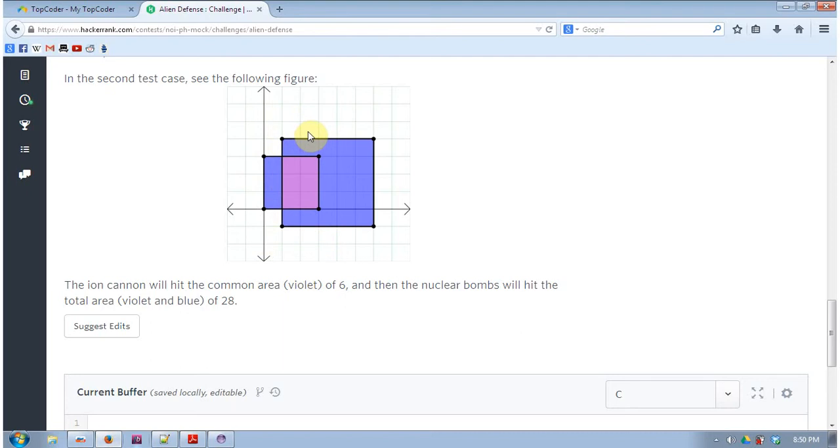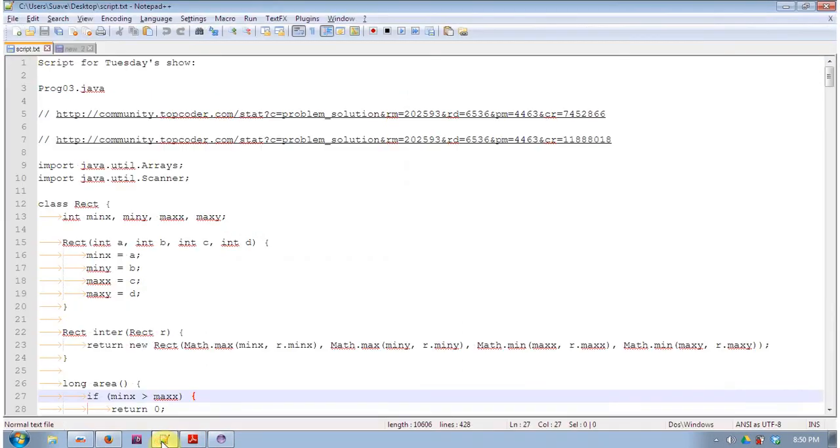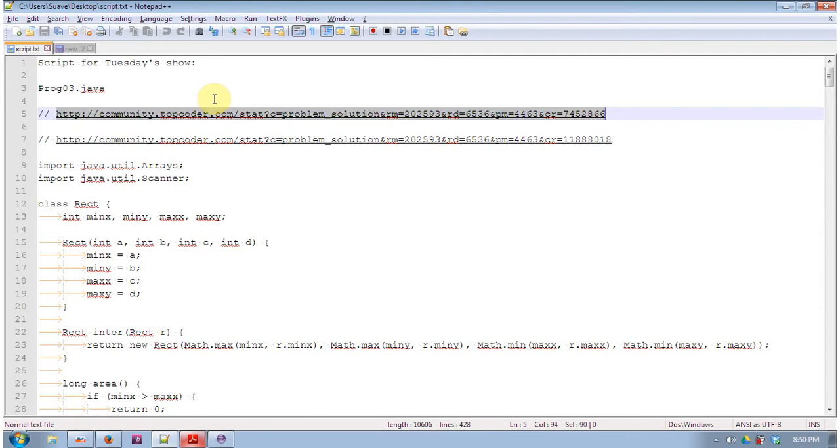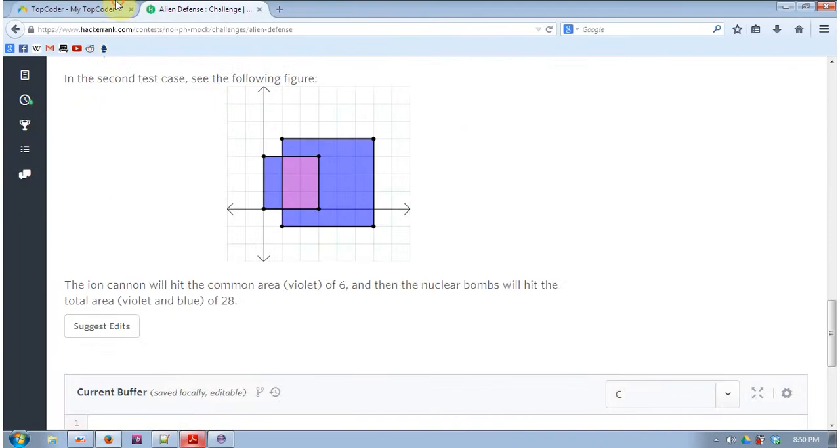So let's do that. Actually, for the intersection and union, I found a cool piece of code in Topcoder.